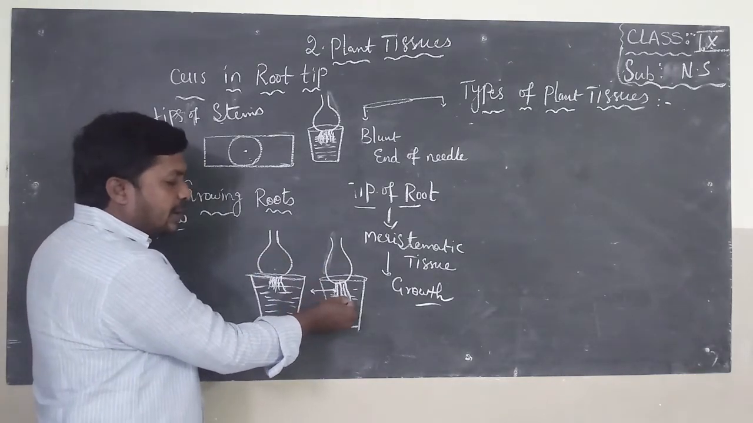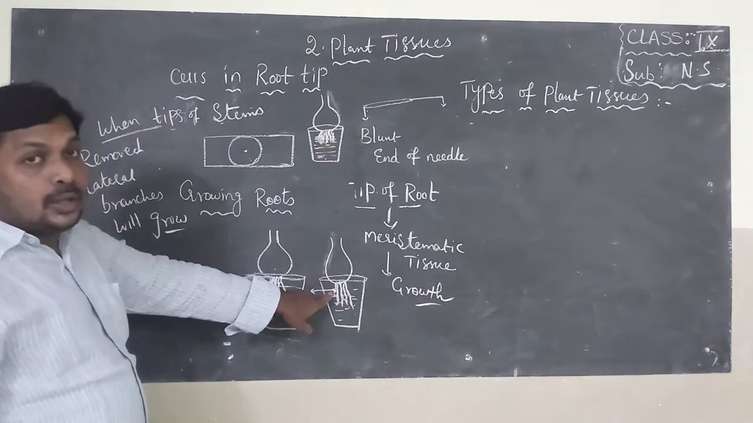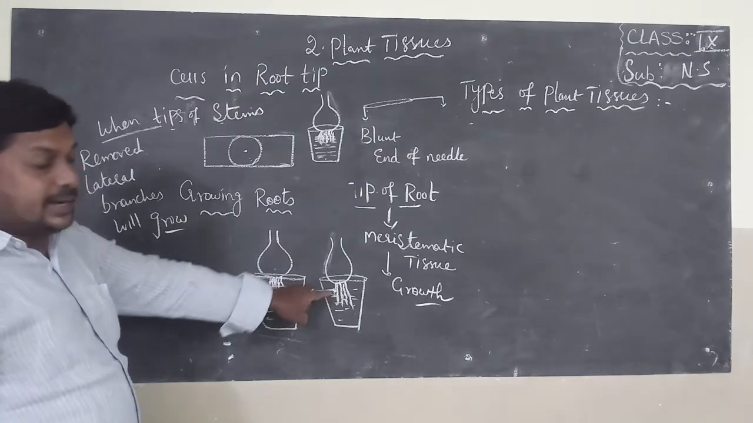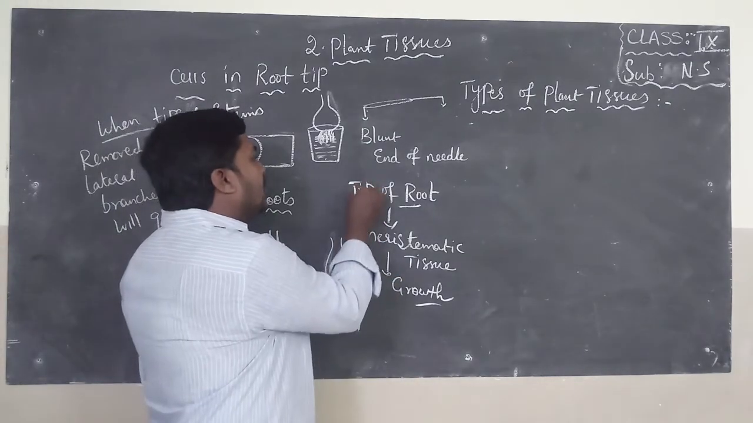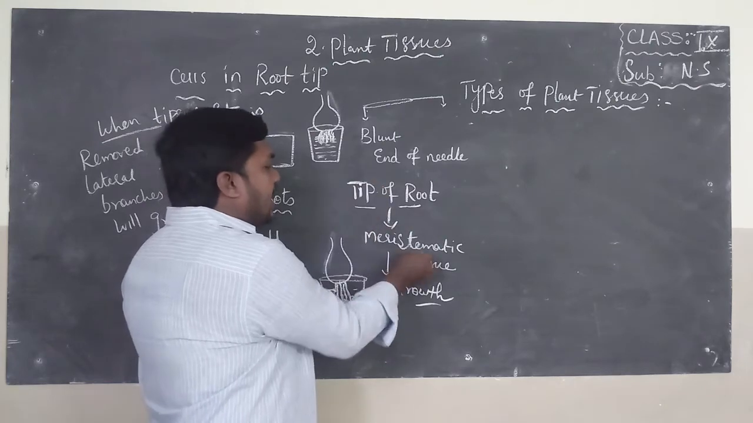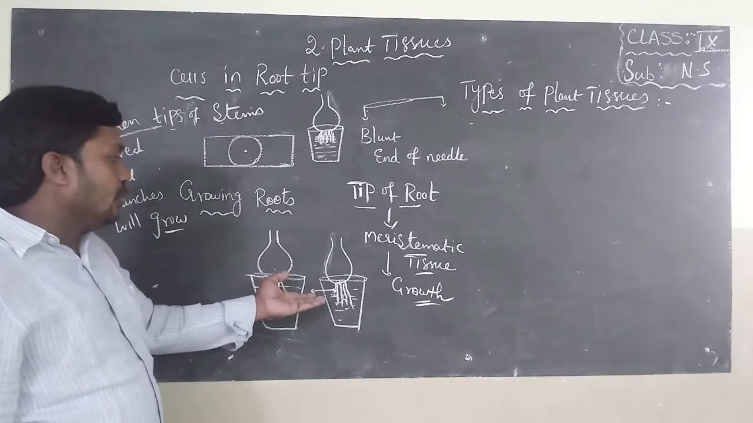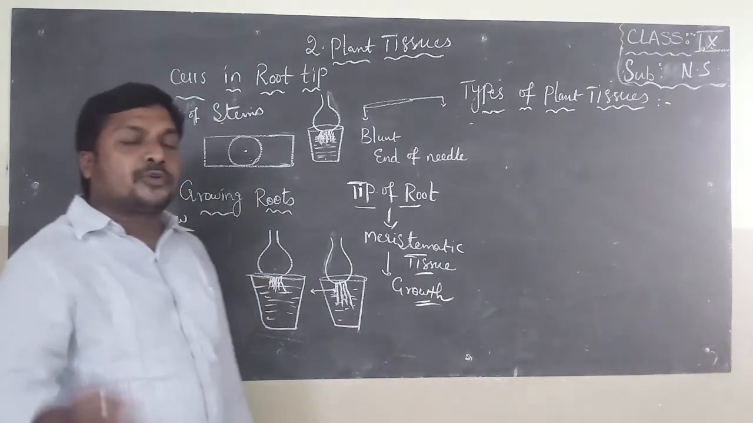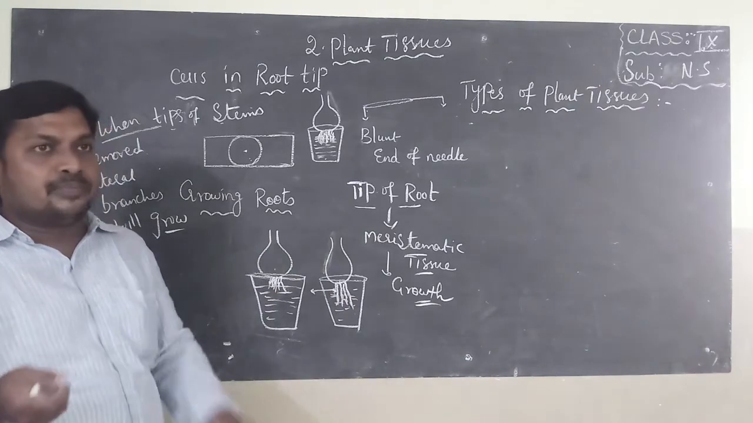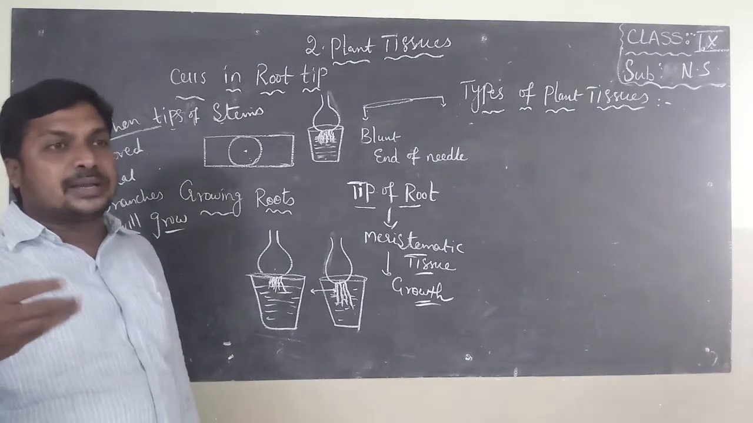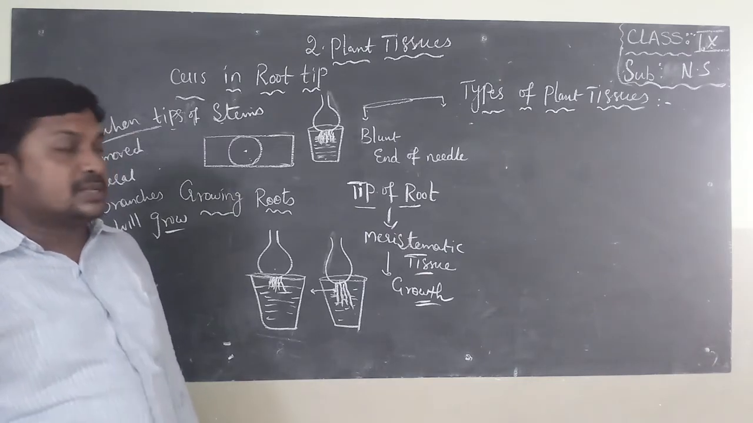After some time, you can find that the remaining roots grow well, and we cannot find any growth in the root which we cut. What is the reason? Here, the tip of the root has a tissue known as meristematic tissue. When you remove the meristematic tissue, we cannot find any growth. So if you observe, gardeners cut the tips of the stems. When the tips of the stems are removed, meristematic tissue is removed, and lateral tissue will give lateral branches.